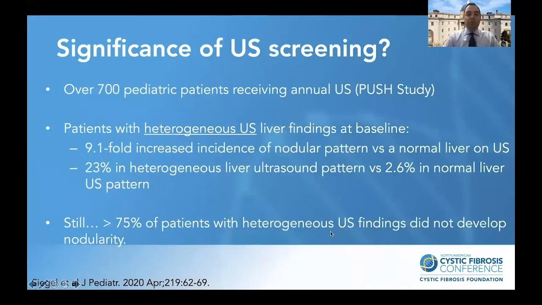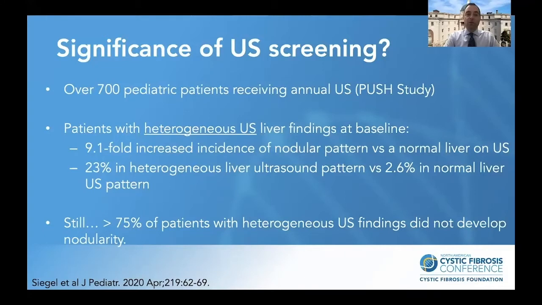A further study evaluated over 700 pediatric patients who were receiving annual ultrasounds, again, as part of the PUSH collaborative, and patients who had a baseline heterogeneous ultrasound had an over 9-fold increased incidence of eventually developing a nodular pattern in their liver on ultrasound compared to having had a normal ultrasound at baseline.